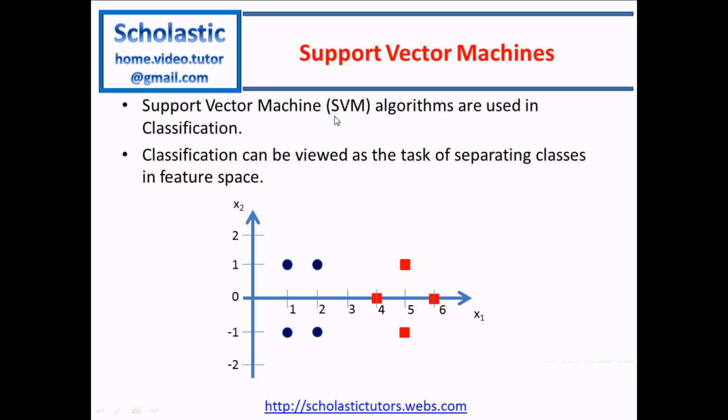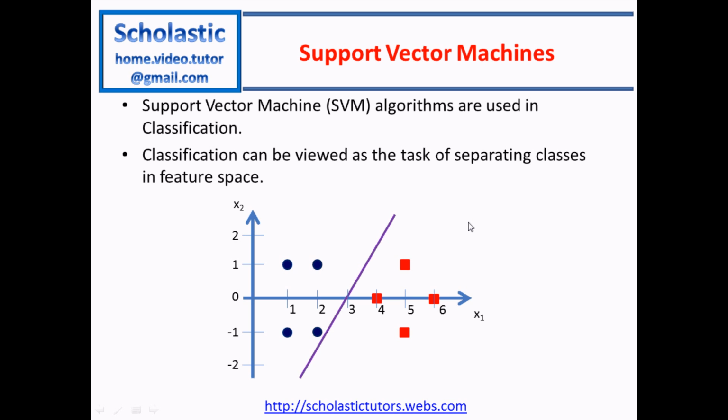Support vector machine (SVM) algorithms are used in classification. Classification can be viewed as the task of separating classes in feature space. For example, there are two features here, x1 and x2. There are two classes here, the blue class and the red class. Our task is to find a boundary that can separate these two classes effectively.